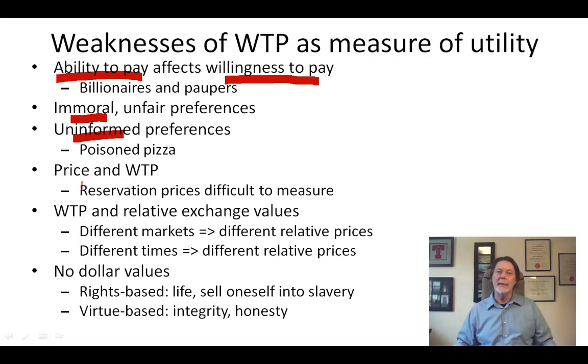Fourth point, I guess, is that since price and willingness to pay are not the same thing, you can measure prices easy enough, but reservation prices are really difficult to measure. For one thing, people don't reveal them. If you're bargaining over something, you do not reveal your bottom line. If you're bargaining over a house or a car, you don't tell the salesperson how much you're willing to pay. You keep that secret.